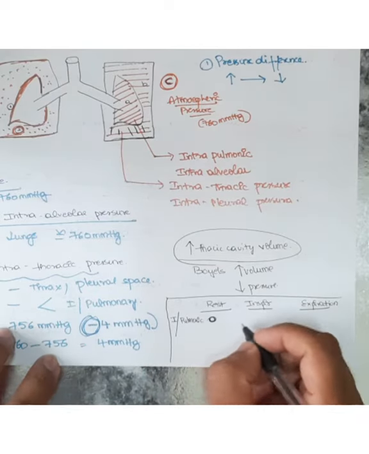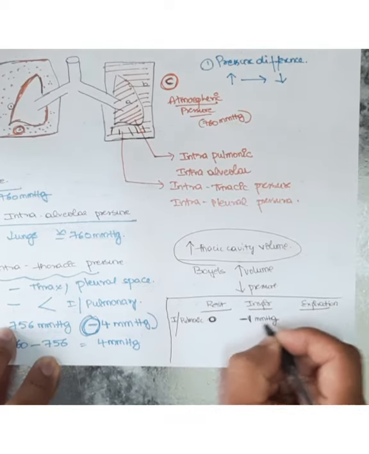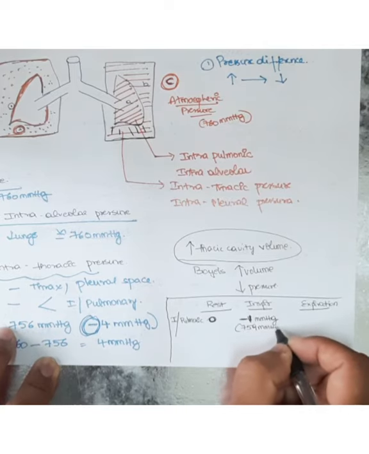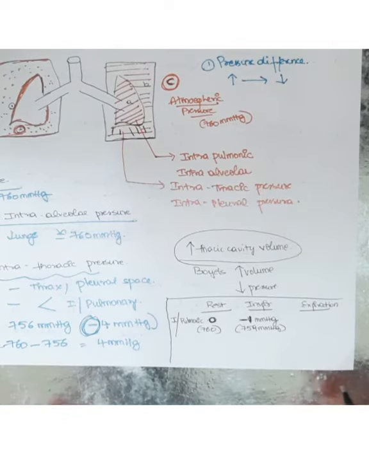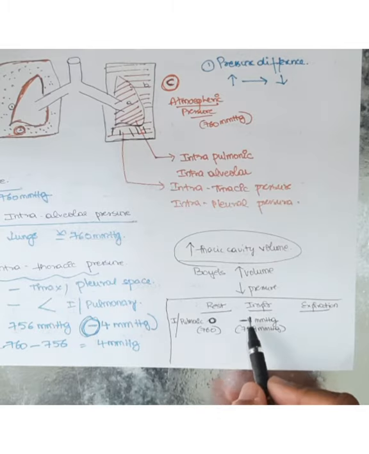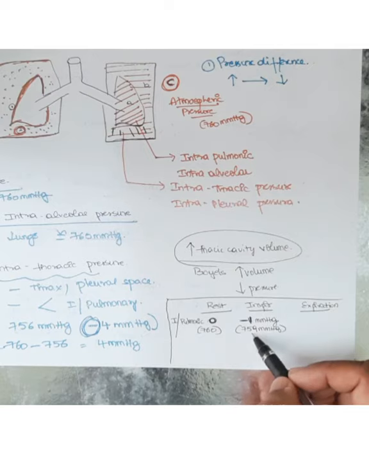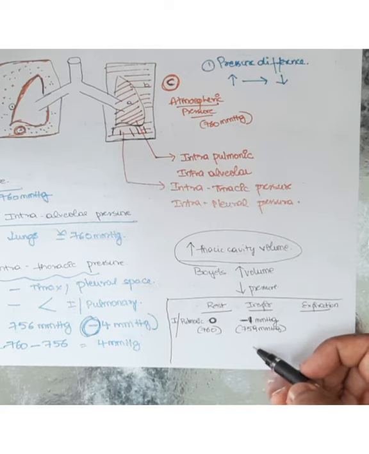So during inspiration, it goes -1 mmHg, or in other words, 759 mmHg. You can put it any way. So I can put it at 760 mmHg or minus 759 or -1. So what is happening here? At rest it was 760. During inspiration it becomes 759 or -1 mmHg. Why is it -1? 759 minus 760, so it is minus 1.